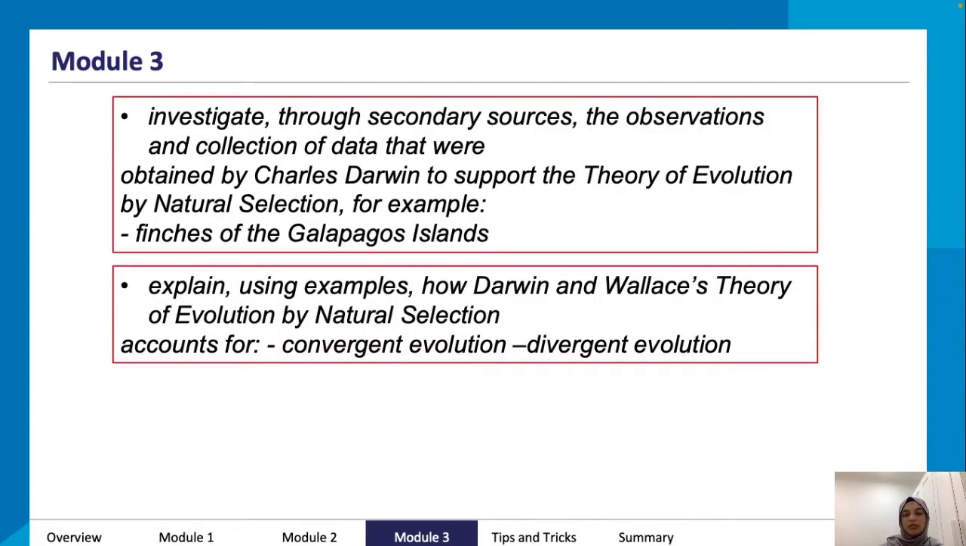So, investigate through secondary sources the observation and collection of data. So, we'll go through finches of Galapagos Islands and then explain using examples how Darwin and Wallace's theory of evolution by natural selection accounts for convergent and divergent evolution. So, we'll go through that now.